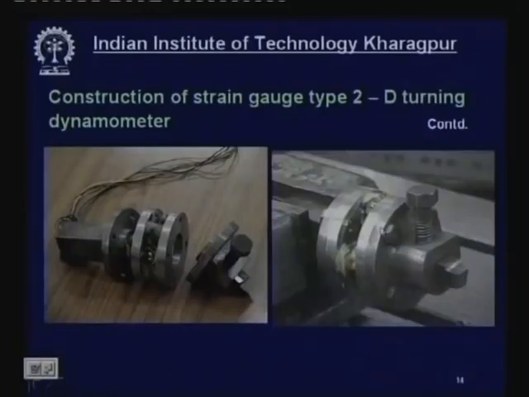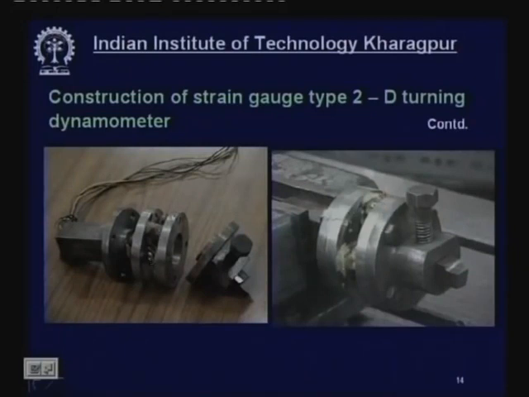You see that this is the final dynamometer as constructed. This is the front part, the cutting tool, and this is the tool holder. This is the sensitive transducing element, or transducer, that is, two discs connected integrally by 4 ribs.